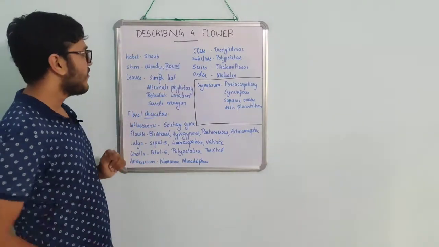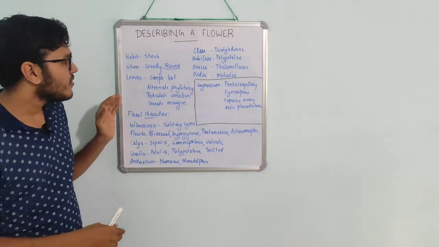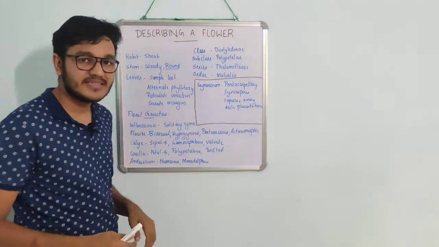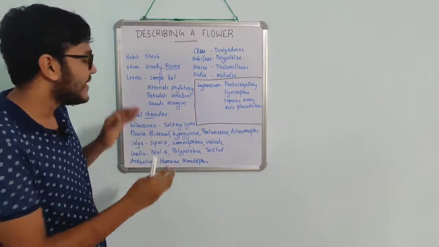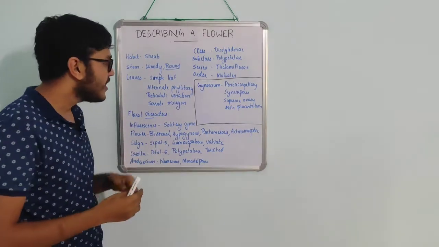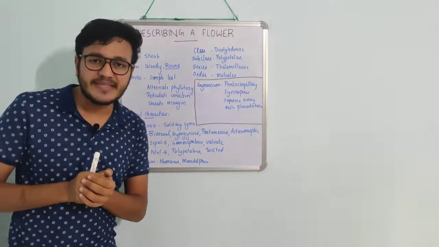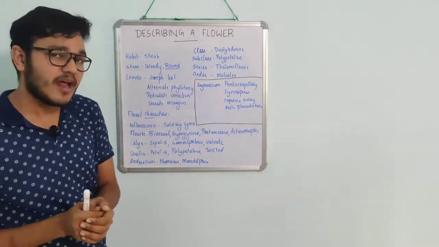Now let's describe a flower by taking an example. Pardon me for filling the board like this. There was no space. Let me explain to you in a simple way. So we are taking the flower hibiscus, which belongs to the family Malvaceae.